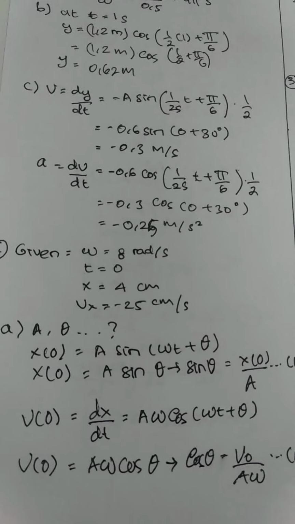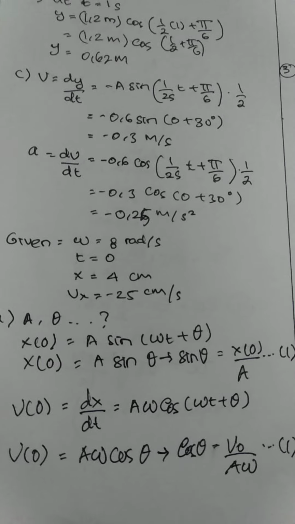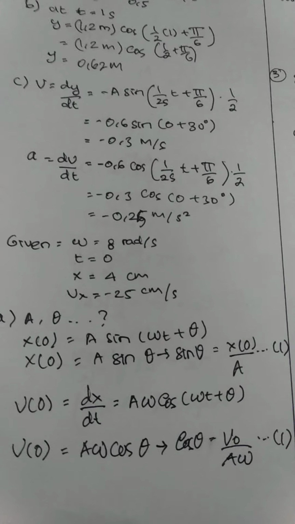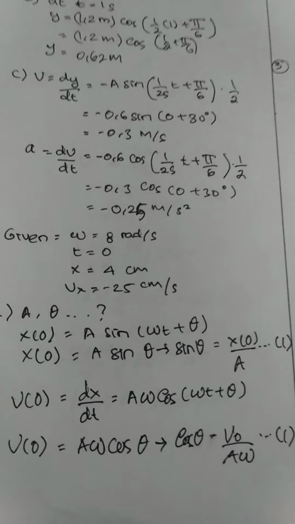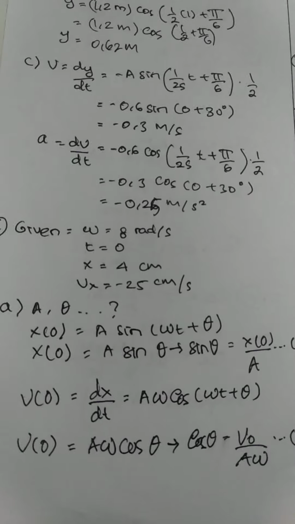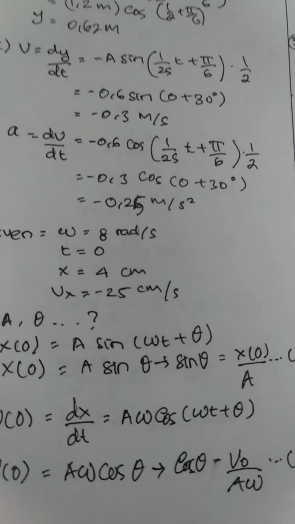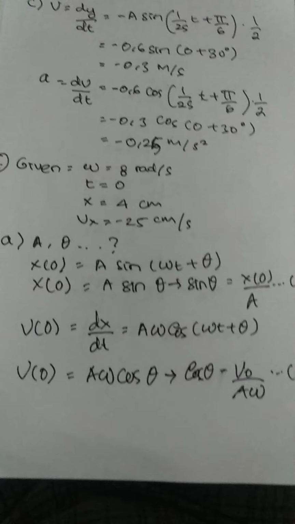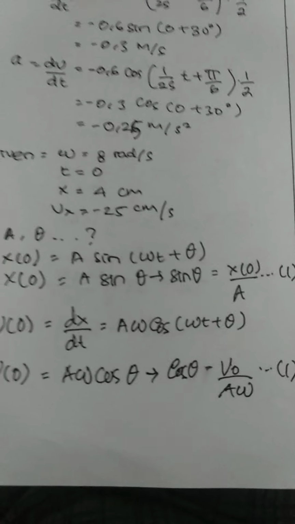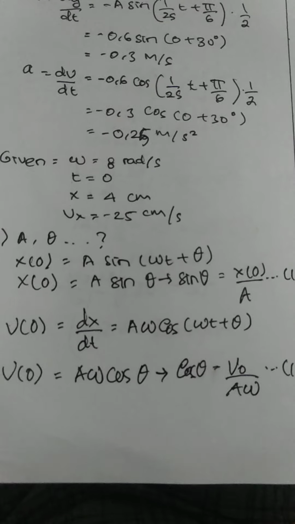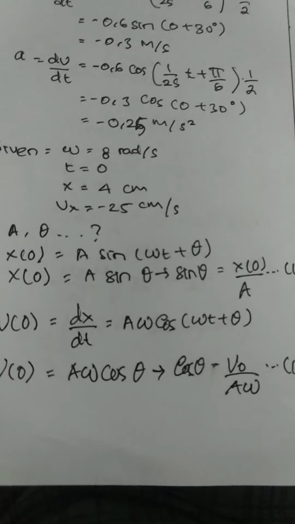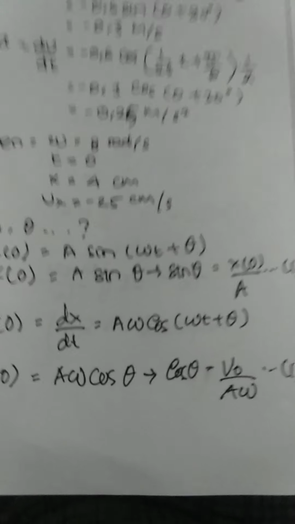Number 2, given omega is 8 radian per second, at t equals 0, x equals 4 centimeter, and vx, the velocity in the x direction, equals 25 centimeter per second. So first, what is the question? Find the amplitude and phase constant for the motion. As you can see, we must divide it into x0 and v0 to find the phase constant and also the amplitude.